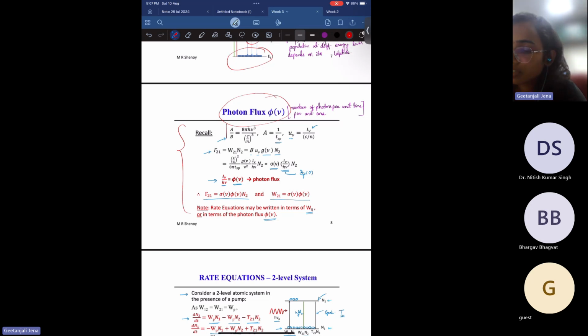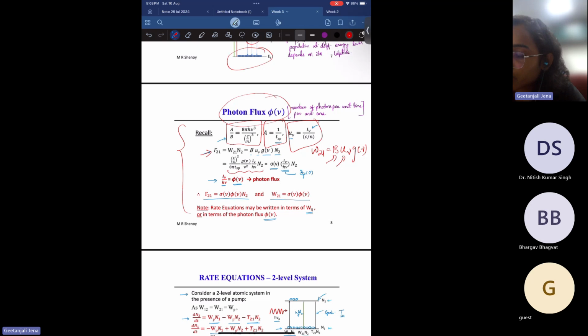So previously we have seen the Einstein relation A by B is 8πhν³/c³ times n³, and A is given by 1 by T_sp, and the spectral energy density is given by Iν by c by n. Using this relation, we found that the rate for stimulated emission from 2 to 1 is given by W21 N2, where W21 is nothing but B uν g(ν).